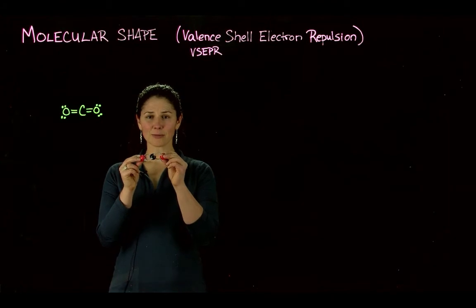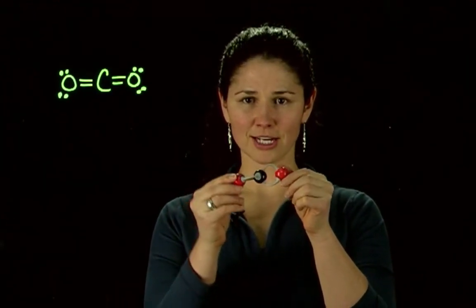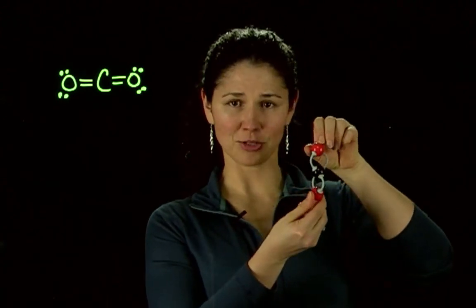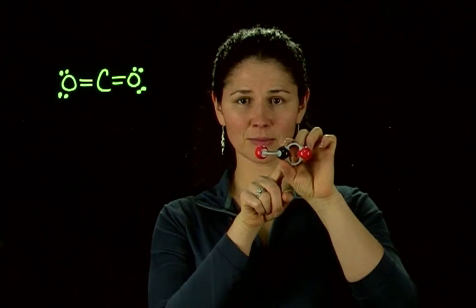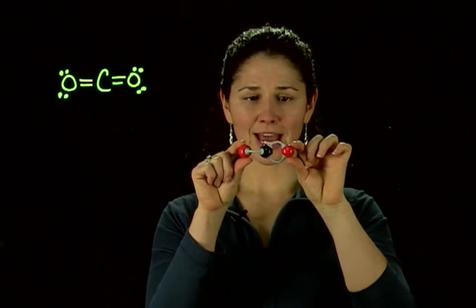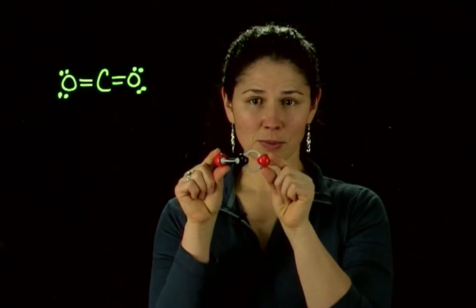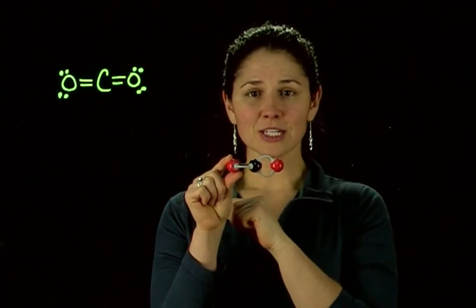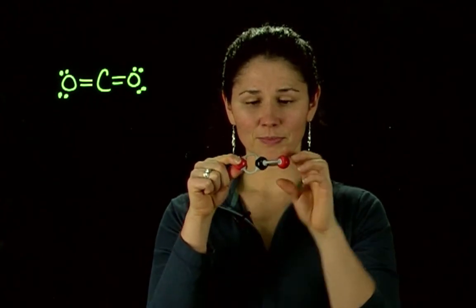I've built a model of carbon dioxide. This is just one way I can represent carbon dioxide using a three-dimensional structure. Here I have carbon as the black ball in the middle, and two oxygens on the outside. When I'm asked to talk about molecular shape of something like this, unless it's specified, you should assume that we're talking about the atom in the middle.